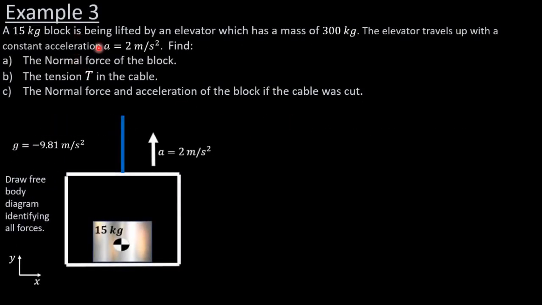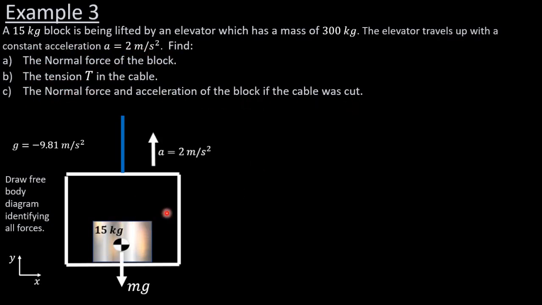So example 3. A 15 kilogram block is being lifted by an elevator which has a mass of 300 kilograms. The elevator travels up with a constant acceleration a equals 2 meters per second squared. Find a, the normal force of the block, b, the tension T in the cable, c, the normal force and acceleration of the block if the cable was cut.